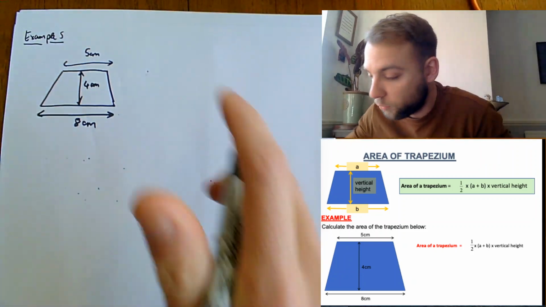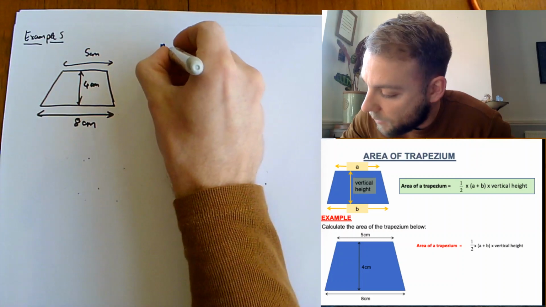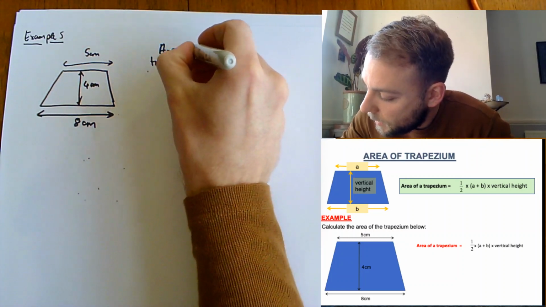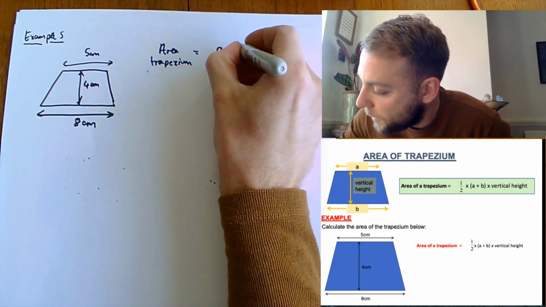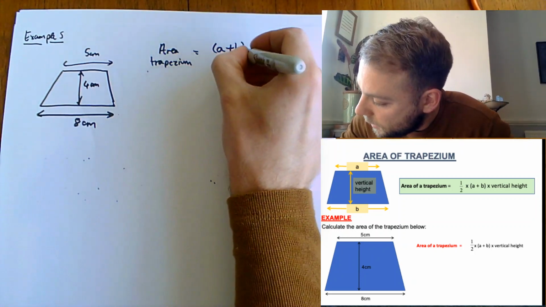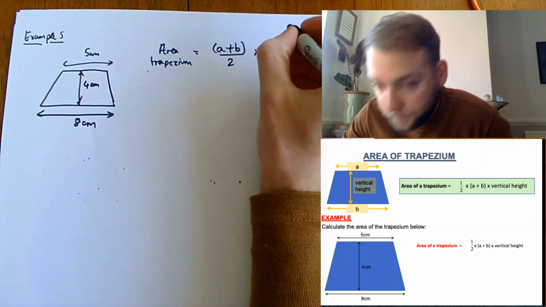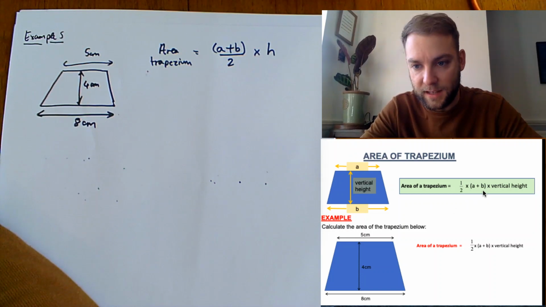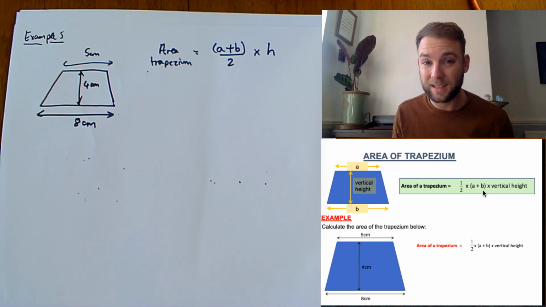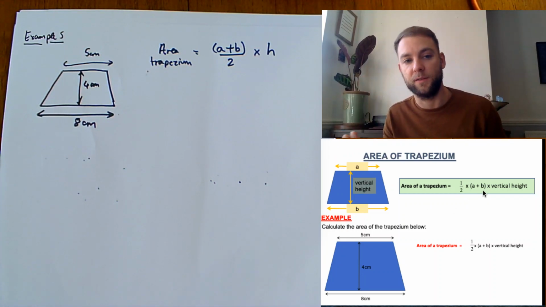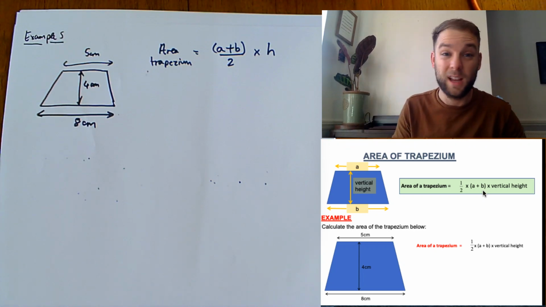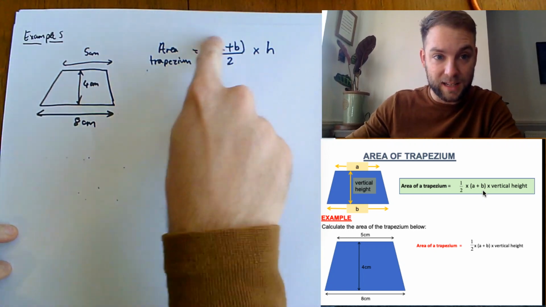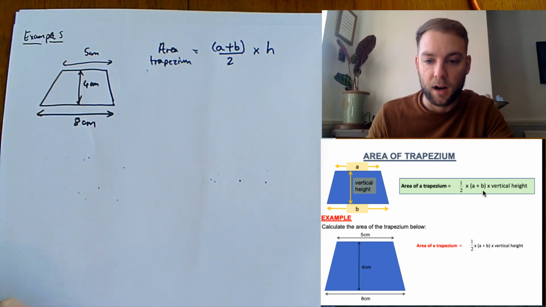With this one, it's probably worth writing down what the formula is. So area of a trapezium is equal to A plus B divided by 2 times by H. Now you might notice on here that in the notes they say it's a half of A times B. That's exactly the same thing. A half times by something is the same as those things divided by 2. It's exactly the same thing, so don't worry too much about that. If anything, I think this way is a little bit easier to think about instead of that half.